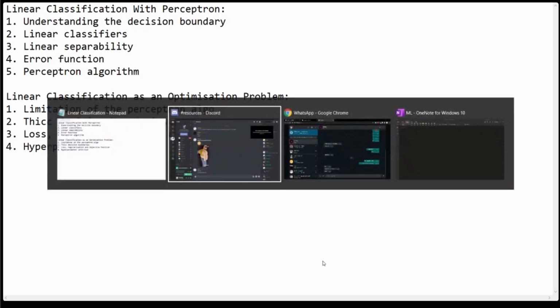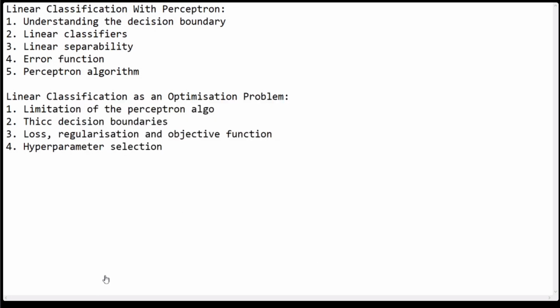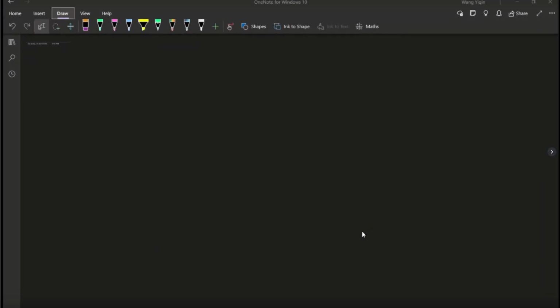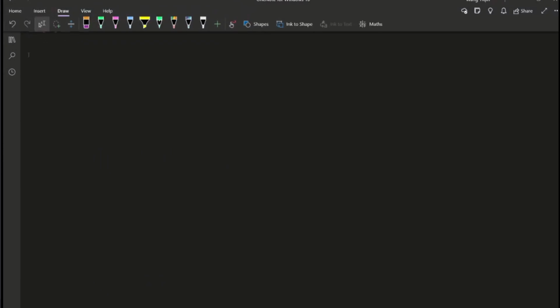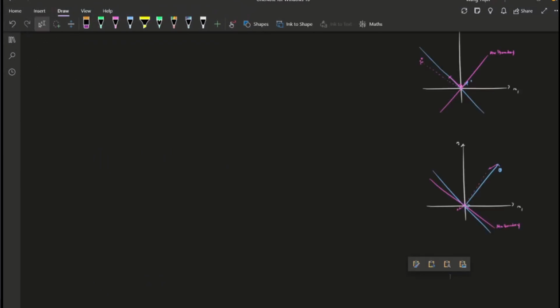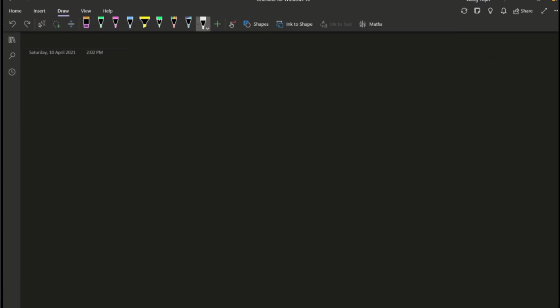Okay, so I will just go ahead and start from the perceptron. So as per usual, let's do some plots. Draw axes.